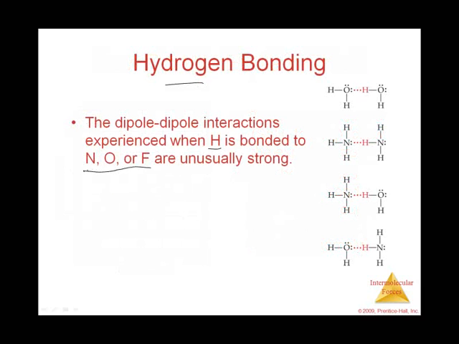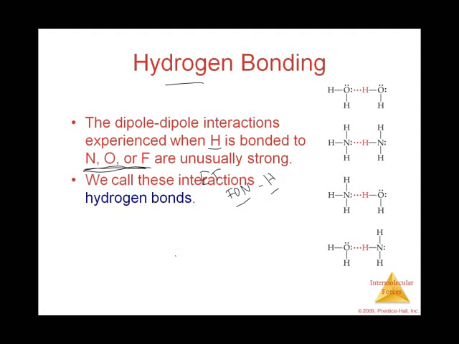And the way you remember which atoms are involved, or where hydrogen bonding is possible, just remember ET, right? And it's phone home. Phone, home. Okay. So it's unusually strong when the hydrogen is attached to a nitrogen, oxygen, or fluorine. And we call these interactions hydrogen bonding.